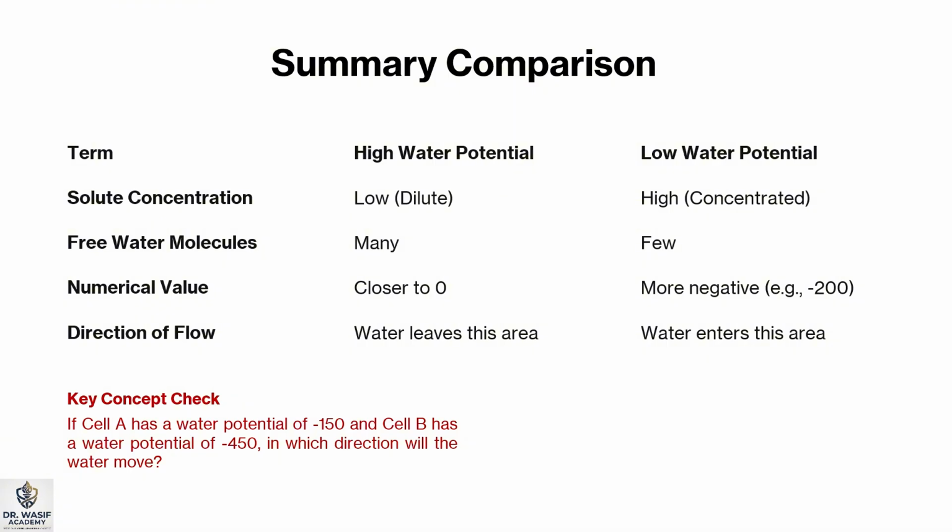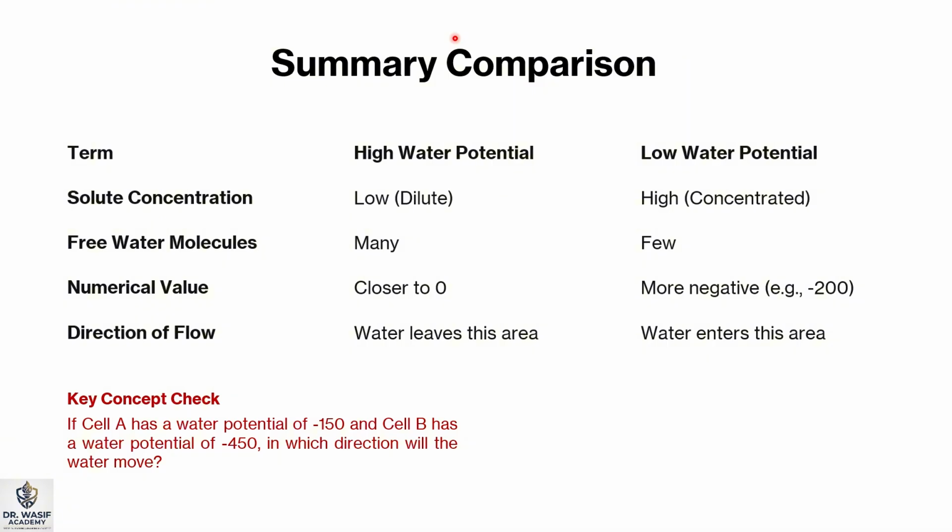To finish our unit, let's look at this master comparison table. If you can memorize these four rows, you will never get confused by a water potential question again. First of all, let's look at solute concentration. A high water potential means you have a low concentration of solutes. It's a dilute solution. Conversely, a low water potential means the solution is high in solutes, like very salty water or thick syrup.